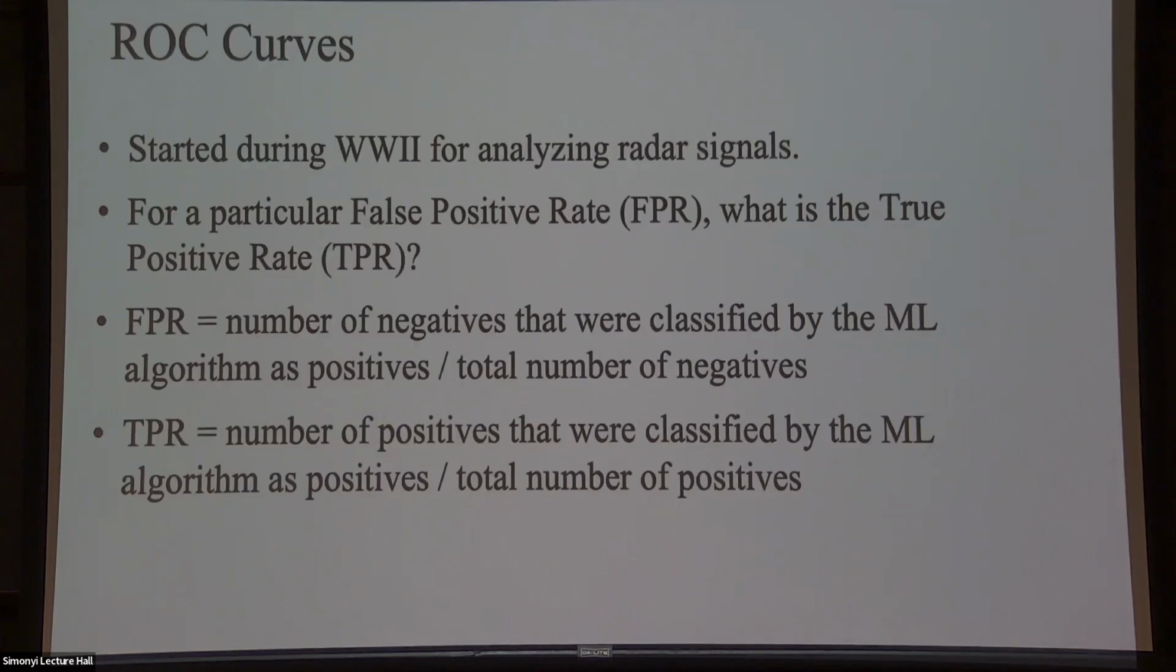Good. Okay, so now that you understand confusion matrices, I can talk about ROC curves. Just to give you a little history, ROC curves started during World War II for analyzing radar signals. There were engineers working on radar detectors for aircraft, and they realized that models with different true positive rates can't actually be directly compared because they might have different false positive rates.